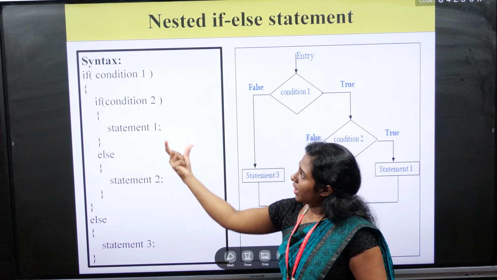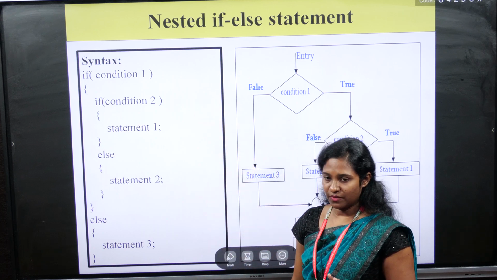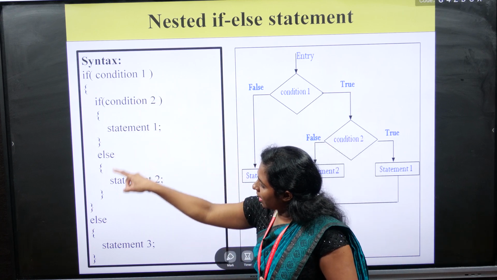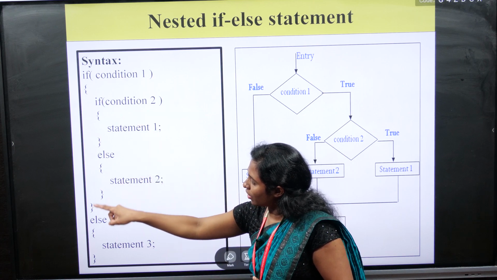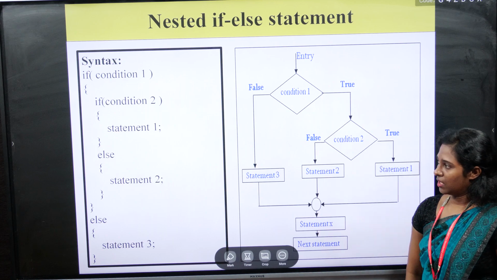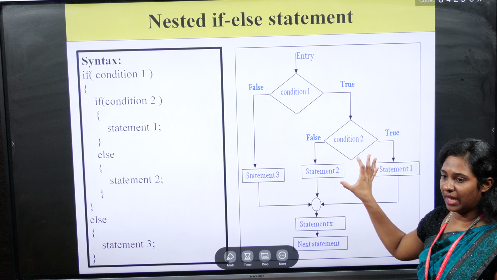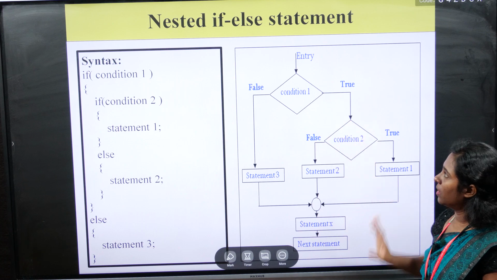If condition 1 itself is false, you do not enter the outer if. Simply you come out of the outer if and execute the else part of the outer if. So this is the syntax of nested if-else, and this flowchart explains how a nested if-else will work.